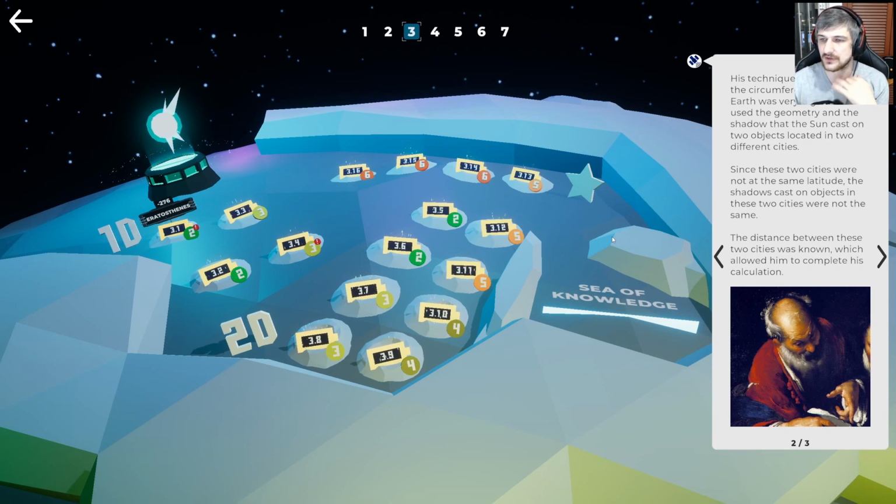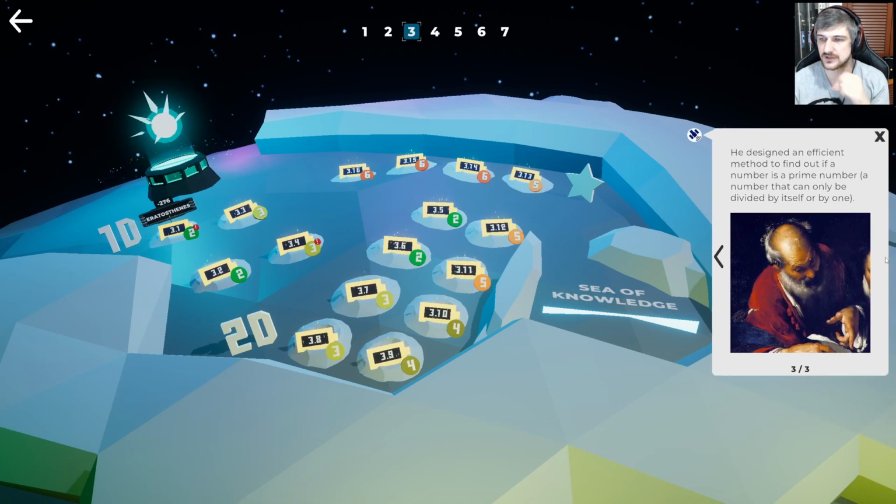Since these 2 cities were not the same latitude, the shadows cast on objects in 2 cities were not the same. The distance between these 2 cities was known, which allowed him to complete his equation. He designed an efficient method to find out if a number is a prime number, a number that can only be divided by itself or by 1.